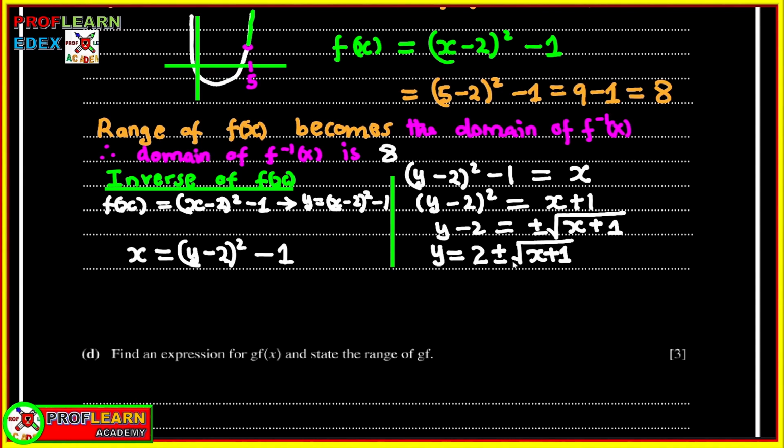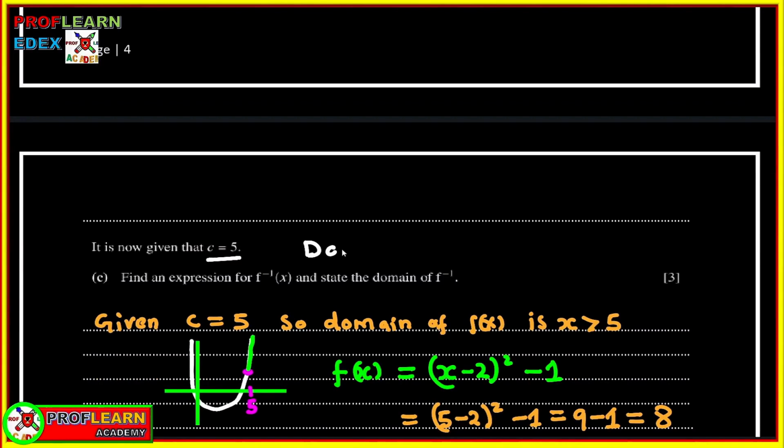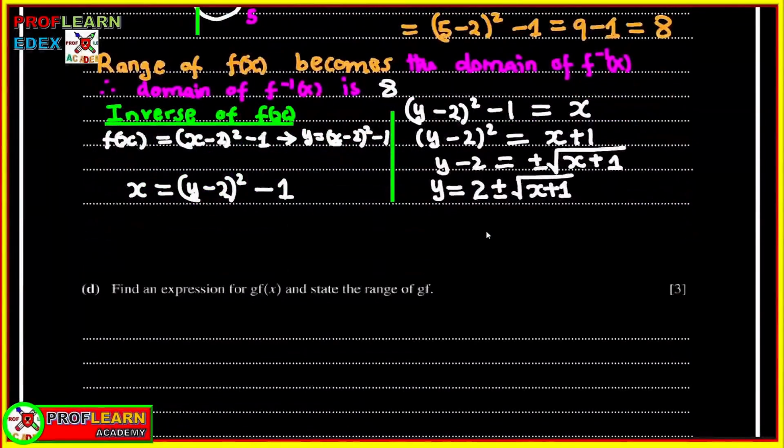the correct sign here, because we were told that c equals 5, so the domain is x is greater than 5, so meaning that we are going to substitute into this particular part, and it will mean that the sign we're going to use is a positive sign, so that we have a positive value.